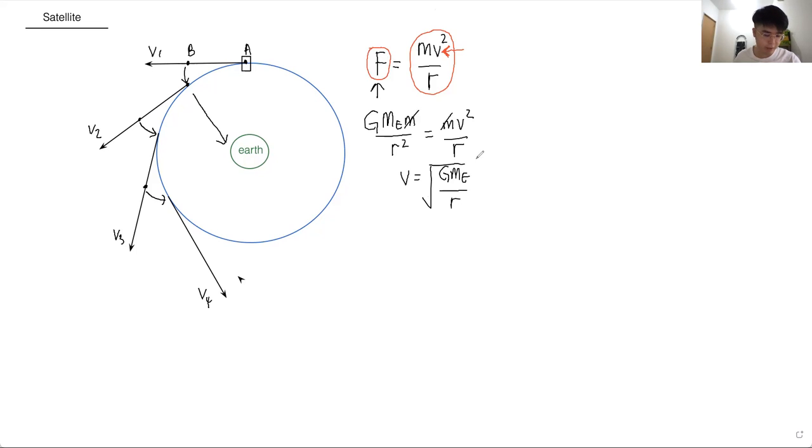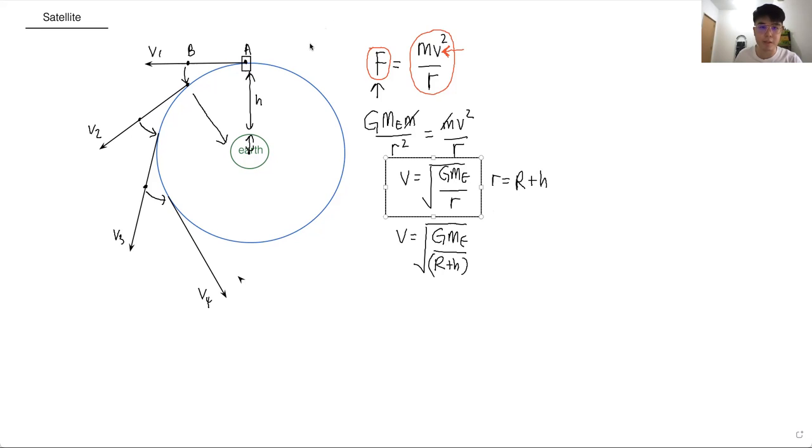Now, this r is equal to R plus h. R plus h, meaning the radius of the Earth plus the altitude of the satellite here. So I can write this as v equals square root of GME over (R plus h), bracket, like this. Okay, which formula you need to remember? This one. This is, let me mark this down, equation 1.